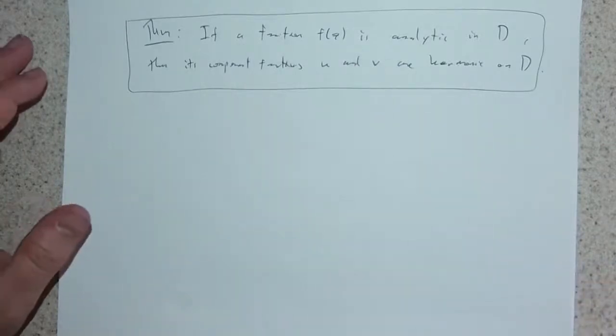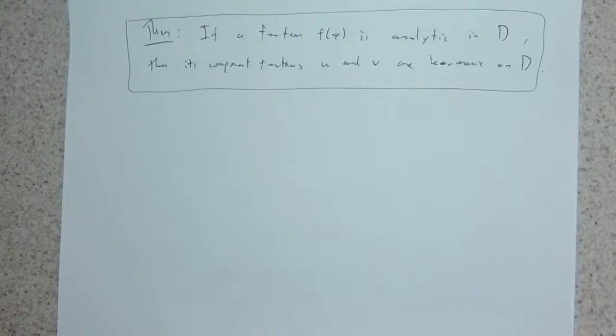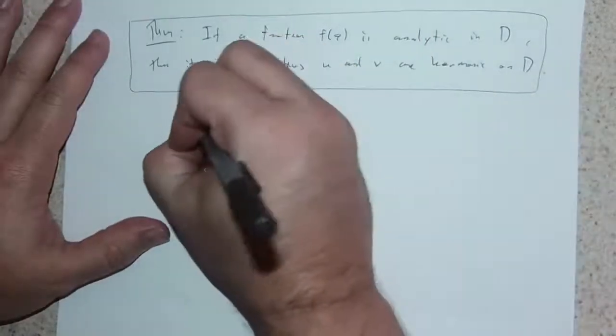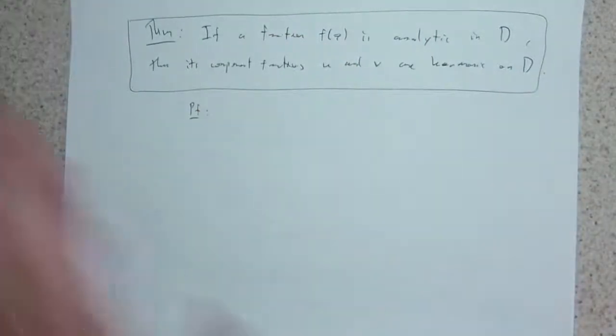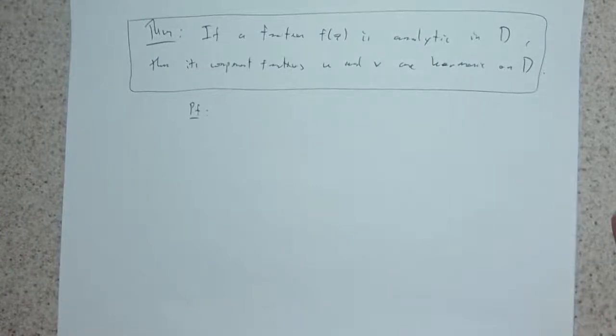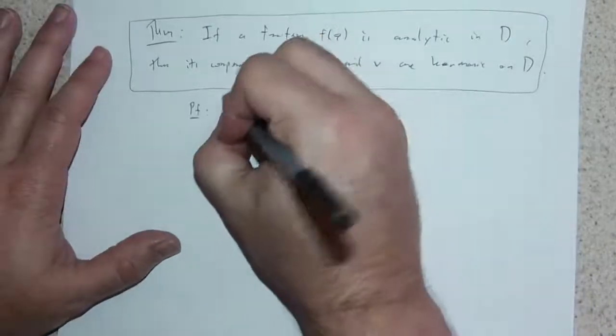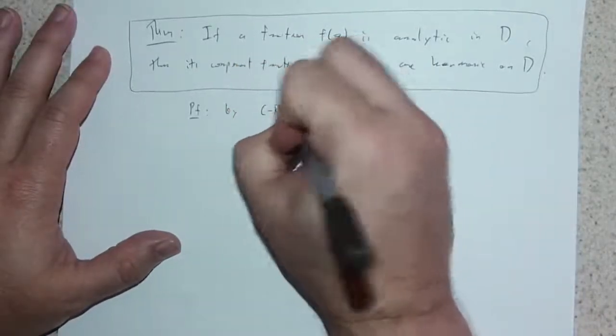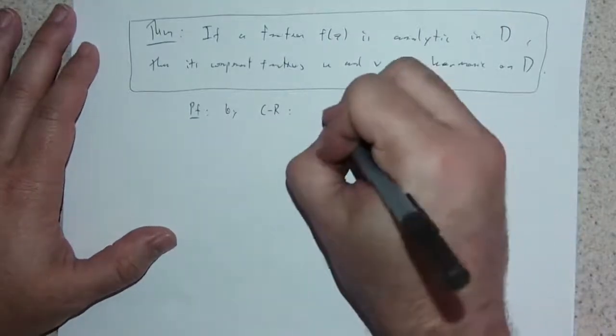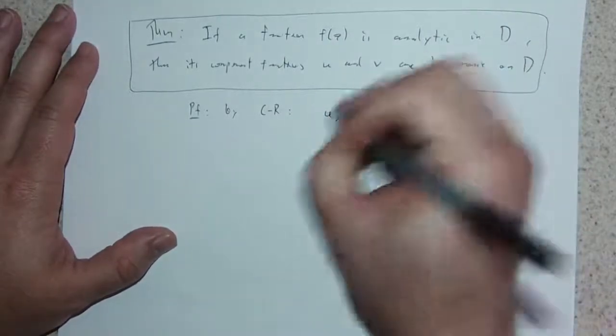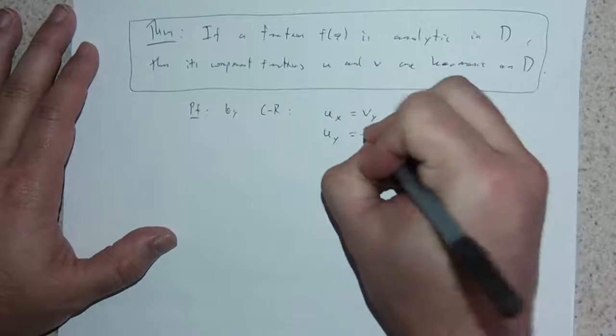Okay, so a basic example of harmonic functions comes from functions that arise as real and imaginary parts of analytic functions of a complex variable. Okay, and so the proof of this is actually not too bad, right? So we have Cauchy-Riemann, right? So by Cauchy-Riemann, what do we know? We know that u sub x is equal to v sub y, and u sub y is equal to minus v sub x.